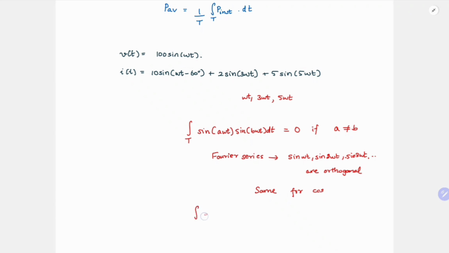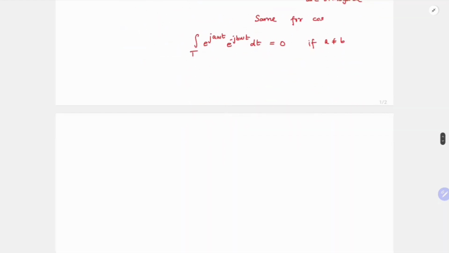So in general, if you have complex exponential, this over one time period is 0 if a is not equal to minus b, or I can just write here, if a is not equal to b, this will be 0. So then to find average power, it will be simplified. The only terms of interest will be these two terms. Okay, so let us write them.